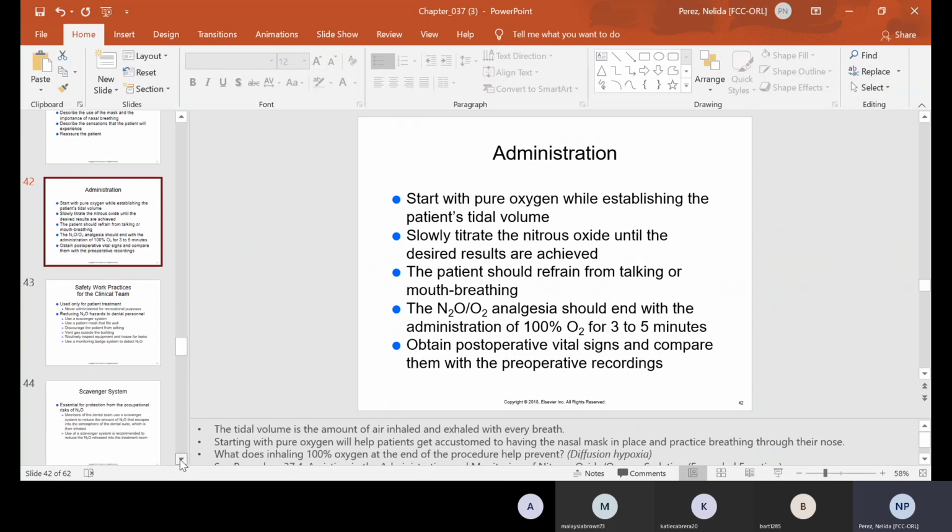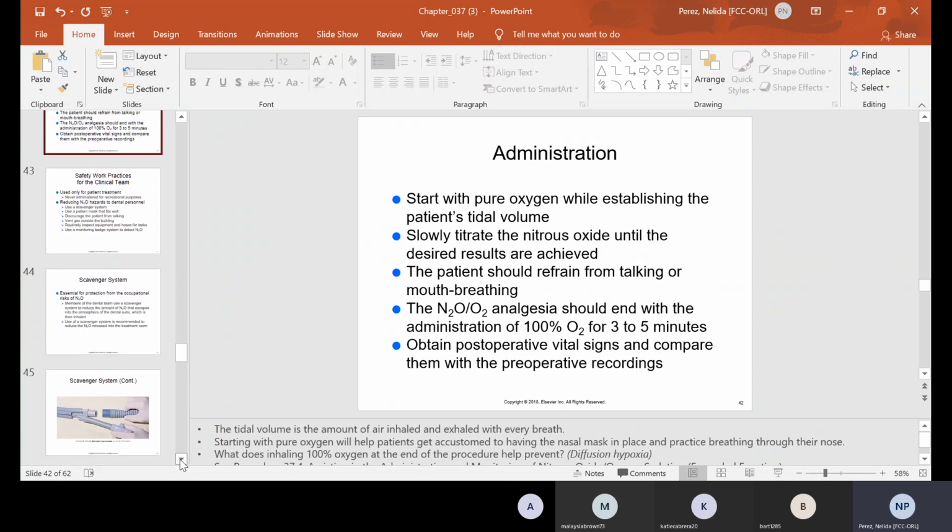For administration, you start with pure oxygen. While establishing the patient's tidal volume, you slowly titrate the nitrous oxide until the desired results are achieved. The patient should refrain from talking or mouth breathing, and the nitrous oxide analgesia should end with the administration of 100% oxygen for 3 to 5 minutes. In other words, once you finish, you give pure oxygen for 3 to 5 minutes to bring the patient back. Obtain post-operative vital signs and compare them with the pre-operative recording.